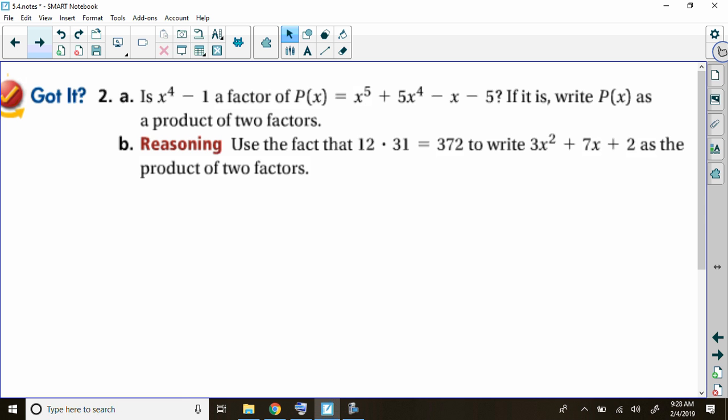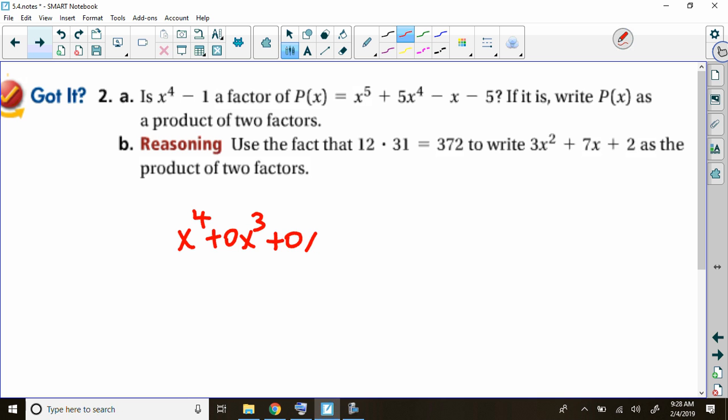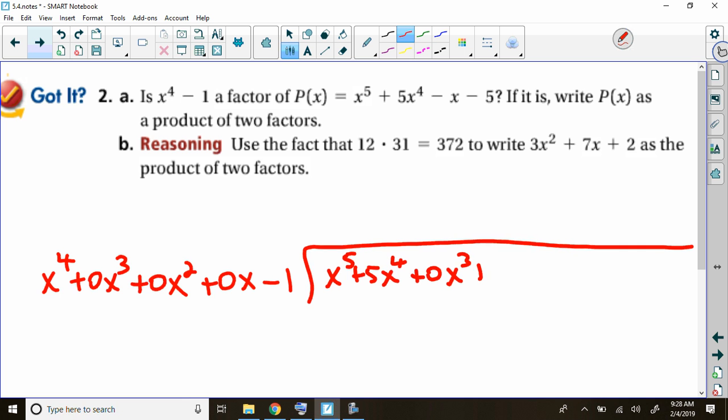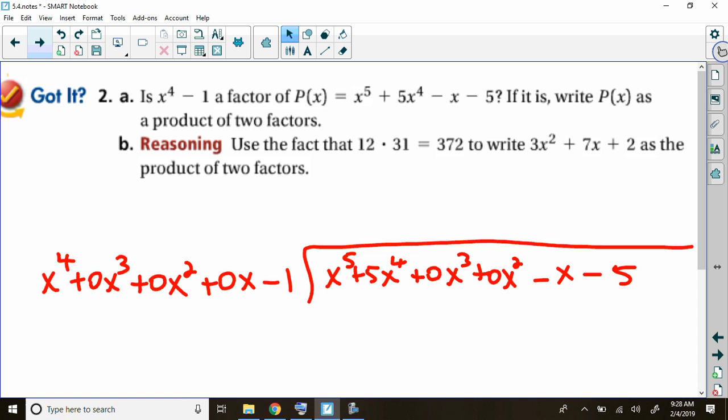2 part A. Just quickly to set that up, we would set up x to the 4th plus 0x cubed plus 0x squared plus 0x minus 1. We would be dividing that into x to the 5th plus 5x to the 4th plus 0x cubed plus 0x squared minus x minus 5. And we'd have to do that process twice and see if the remainder ends up being 0.